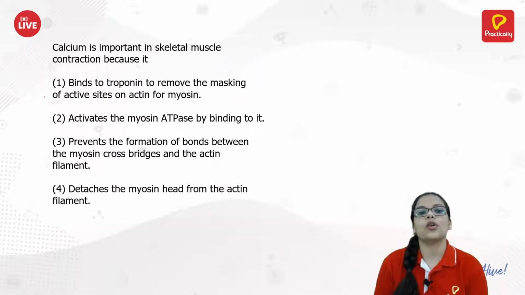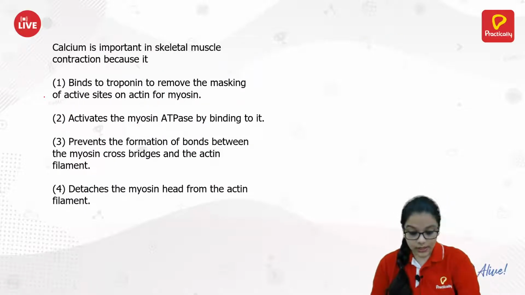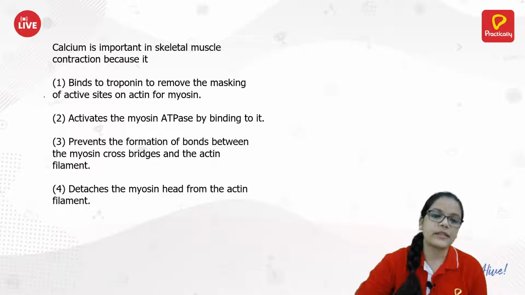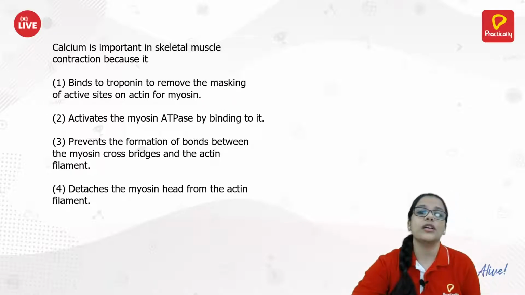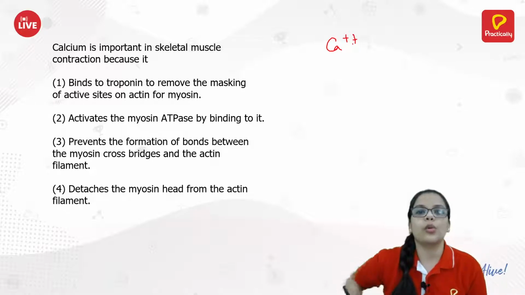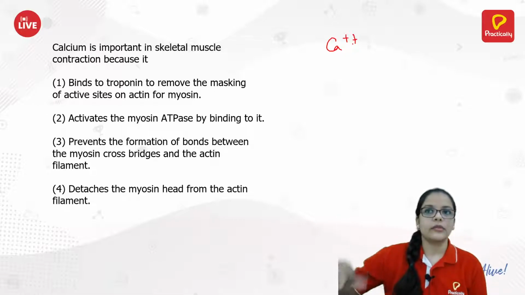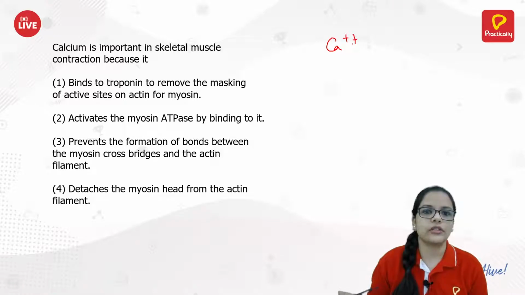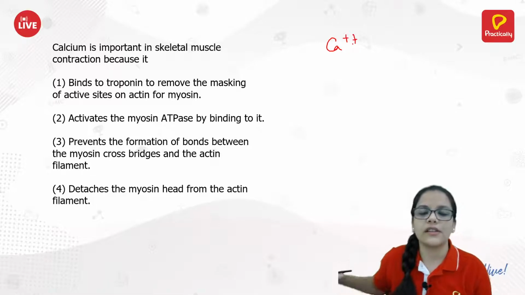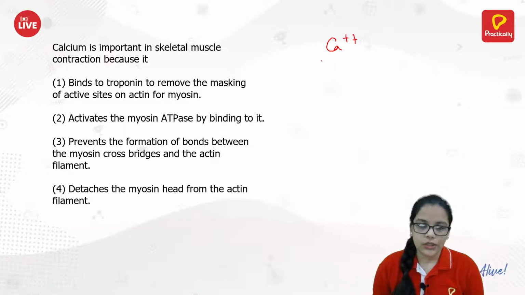Next, calcium is important in skeletal muscle contraction. This is a huge question, because whenever we talk about muscle movement, actin, myosin, etc., it comes up. Calcium ions are the ones which actually start the whole process of muscle movement. Calcium induces the start of the reaction, it exposes the active sites, and then there is the actin-myosin interaction. So let me just write it.